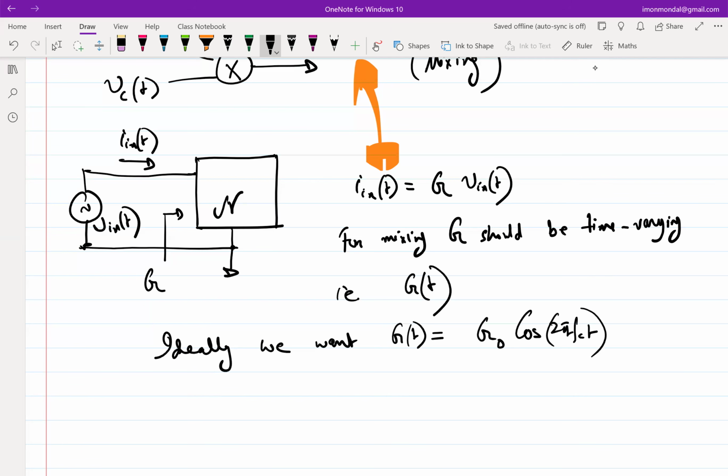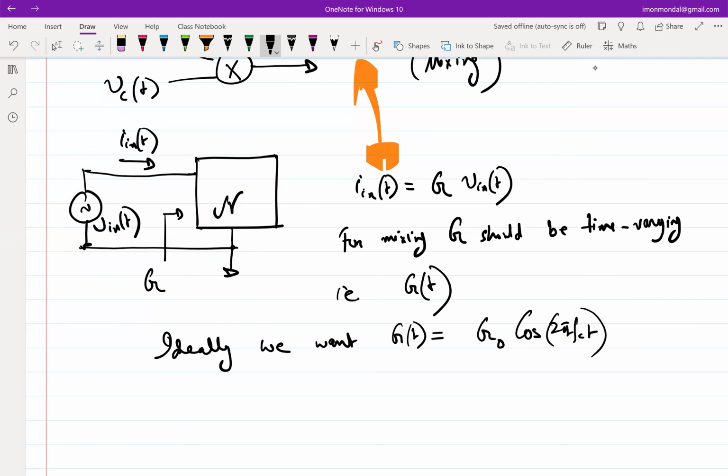If that is the case, then naturally you see that I in t is a multiplication of V in t times some cosine 2 pi fct. That gives you frequency translation. But as it turns out, this is not a very straightforward job. Generating a G of t which varies exactly like a sinusoid is not a very straightforward job, right? So what people then decided is, if this is not something that we can generate easily, what is the next best thing that we can generate?